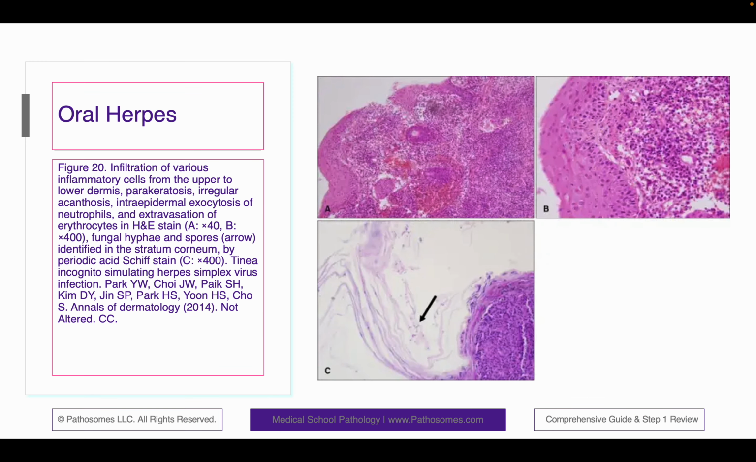Here we have histology from infiltration of various inflammatory cells from the upper to the lower dermis, showing parakeratosis and irregular acanthosis, right? Neutrophils, all of this associated with some fungal hyphae. This is tinea incognita, simulating herpes simplex virus infection, right? That's why biopsies are important. That's why pathologists are needed, right? Because clinically they thought this was herpes.